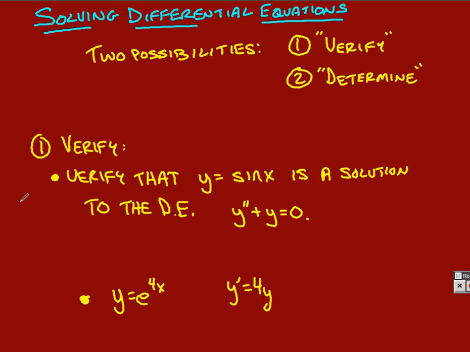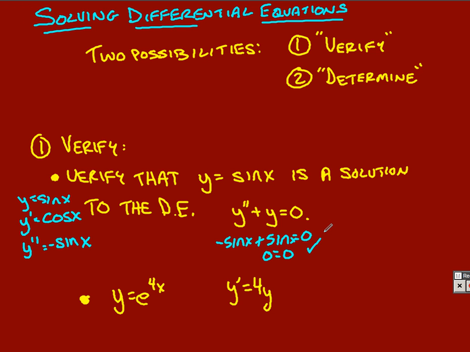Well, y equals sine of x, that means that y prime would be its derivative, which is cosine of x. That means y double prime would be the derivative of cosine, which is negative sine of x. Now I have y double prime, which is negative sine x, plus y, which is sine of x. We want to confirm that equals 0. Well, yes, negative sine x plus sine x equals 0. That means 0 equals 0. That's a true statement, which means that it is a solution. That's how you verify.